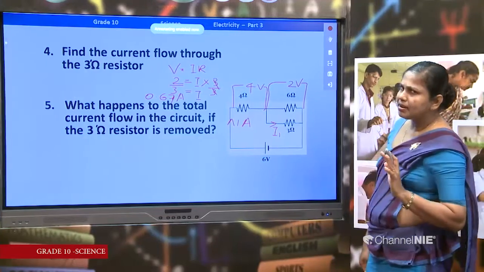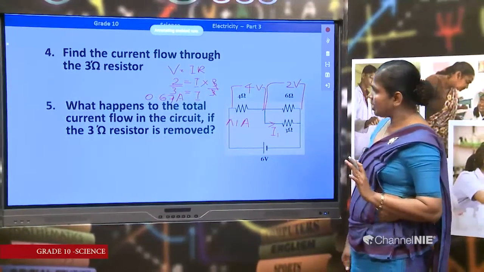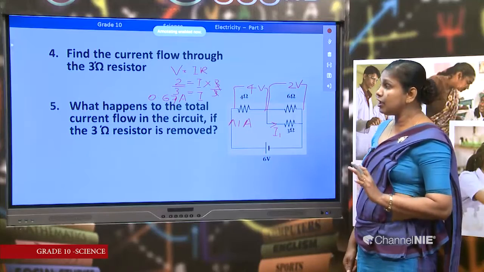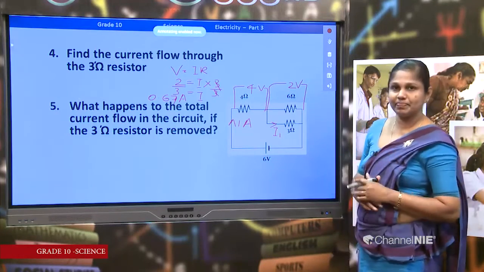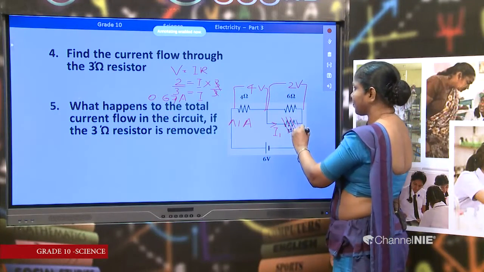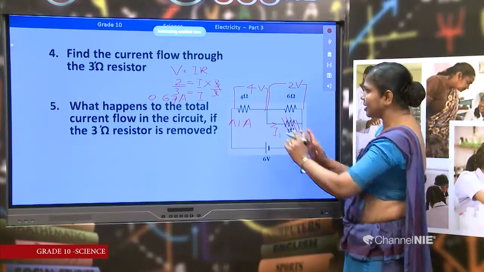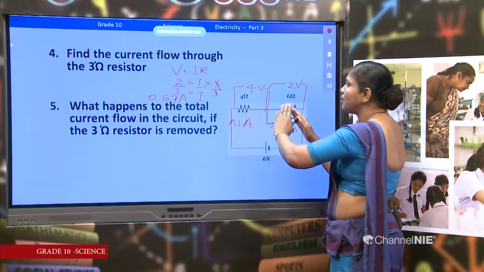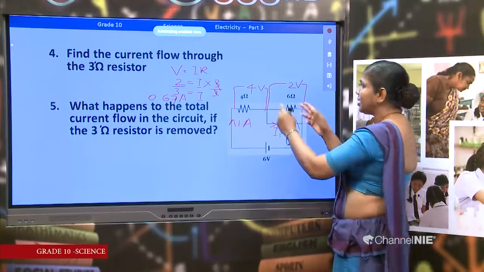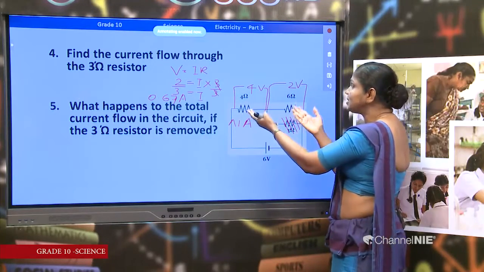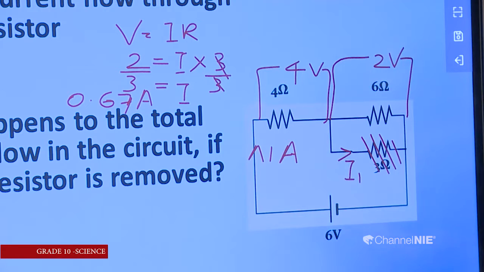Now look at the last part of this question. What happens to the total current flow in the circuit if the 3 ohm resistor is removed? See children, if we remove this 3 ohm resistor, then the circuit becomes like 2 resistors connected in series. The 6 ohm and 4 ohm resistors are connected in series. Now what's the equivalent when resistors are connected in series? 4 plus 6, then the equivalent is 10 ohm.